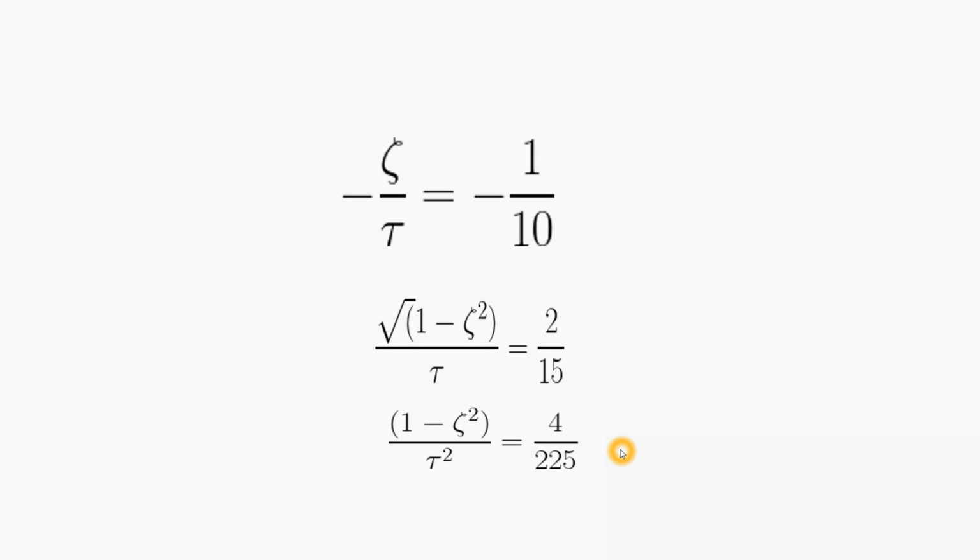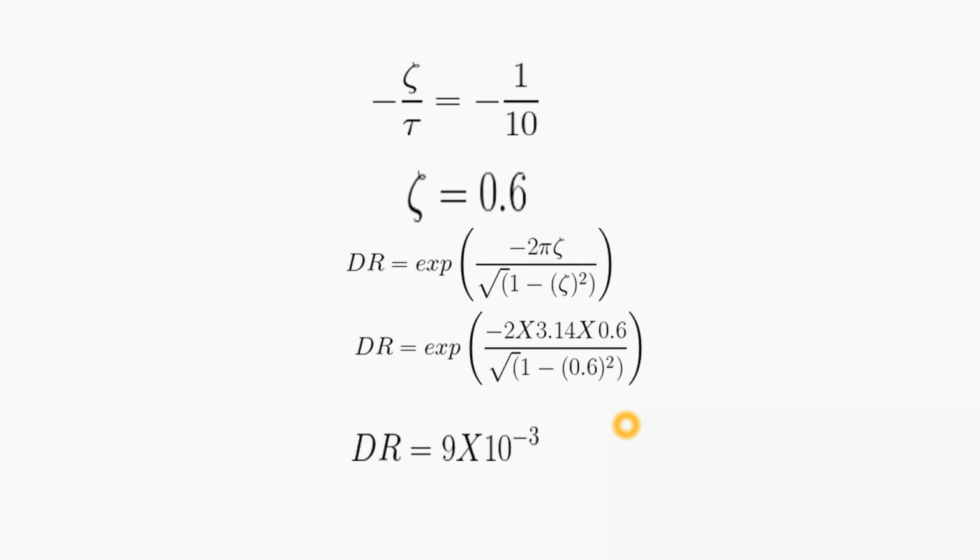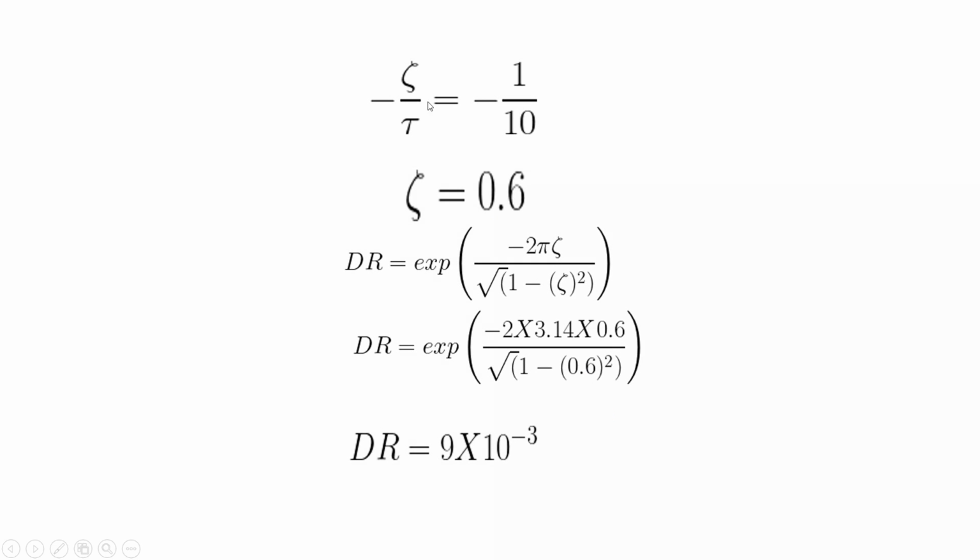After solving, 1 by tau square minus zeta square by tau square, and 1 by 10 whole square will be 1 by 100. After solving, I got tau is equal to 6. If tau is equal to 6, then zeta is equal to 0.6. You can see tau is equal to 6 and zeta is equal to 0.6, which is less than 1.